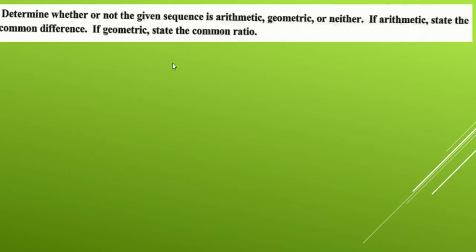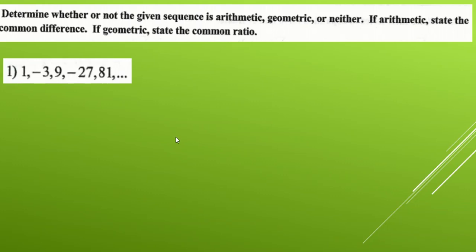Okay, let's try to determine whether or not the given sequence is arithmetic, geometric, or neither. If arithmetic, state the common difference. If geometric, state the common ratio. So for example number 1, let's try to determine if it is arithmetic. So 81 minus negative 27 is actually equal to 108. Then negative 27 minus 9 is equal to negative 36. From here, you can see that these two are different. That makes it not arithmetic.